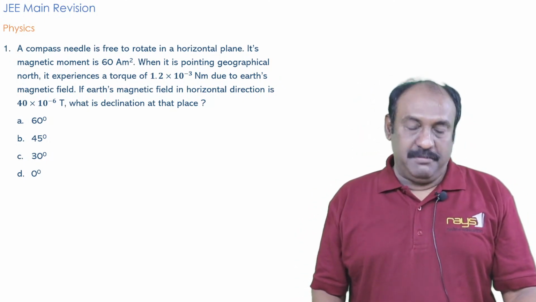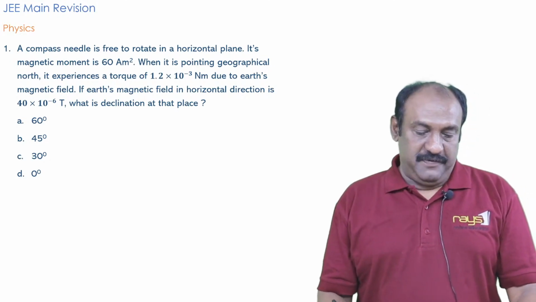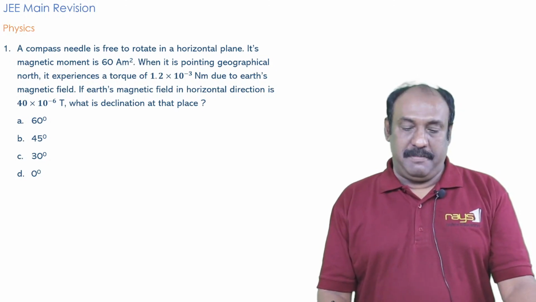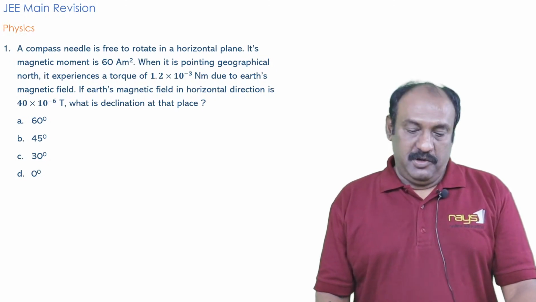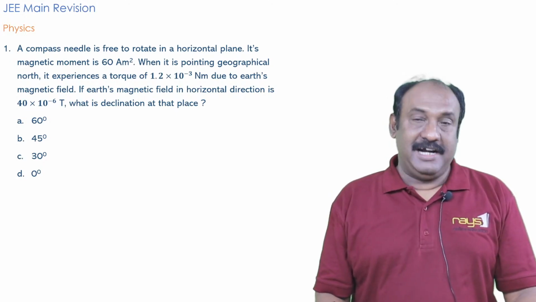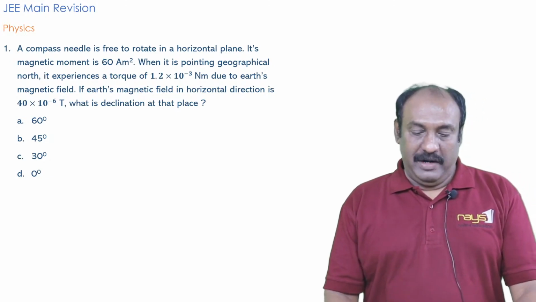Its magnetic moment is 60 ampere meter square. When it is pointing geographical north, it experiences a torque of 1.2 x 10^-3 Newton meter due to Earth's magnetic field. If Earth's magnetic field in the horizontal direction is 40 x 10^-6 Tesla, what is the declination at that point?